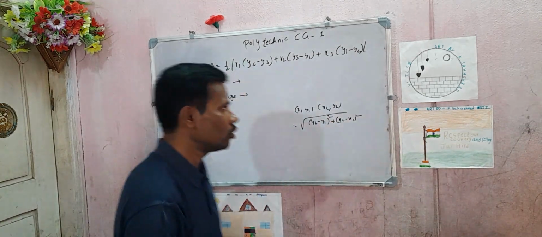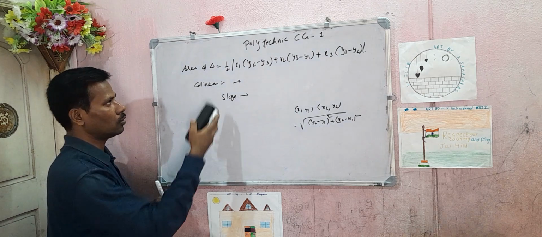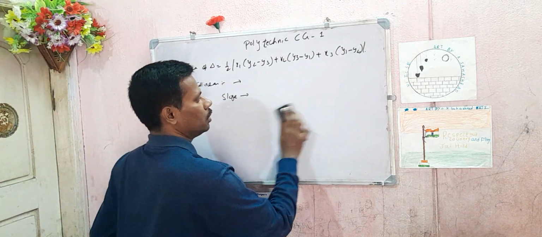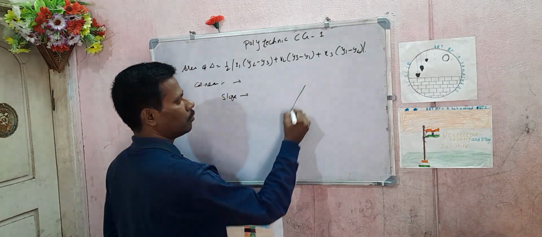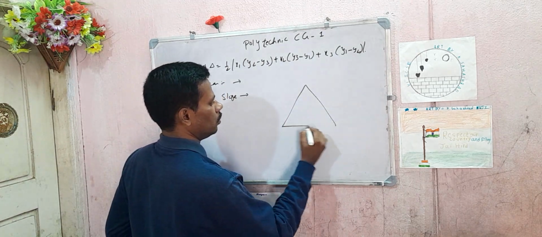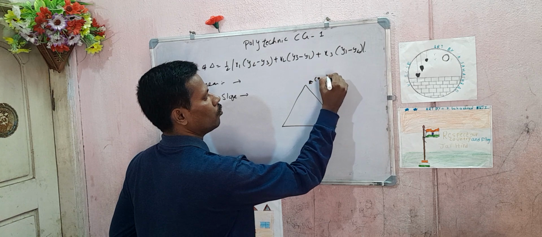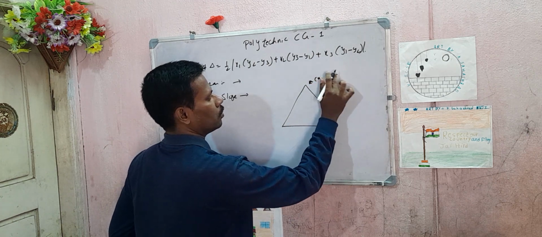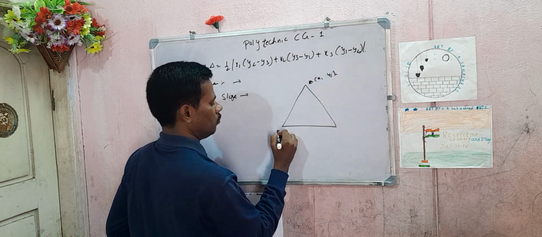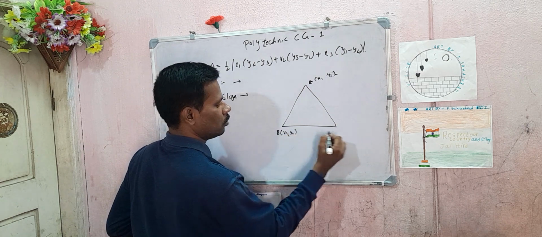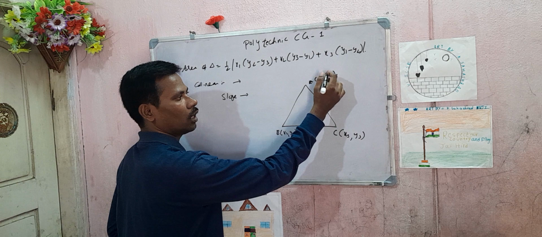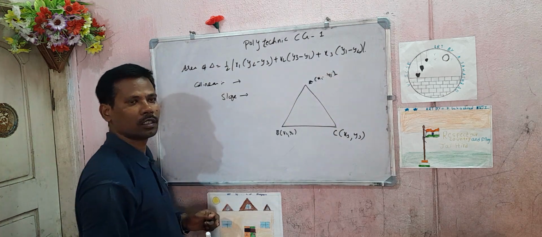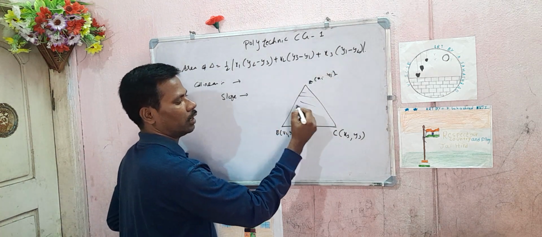Now we will concentrate on the area of a triangle when 3 points are given. For example, A (x1, y1), B (x2, y2), C (x3, y3). How to find the area of this triangle? Means what is the area of this triangle?